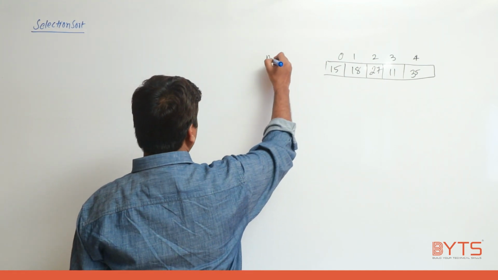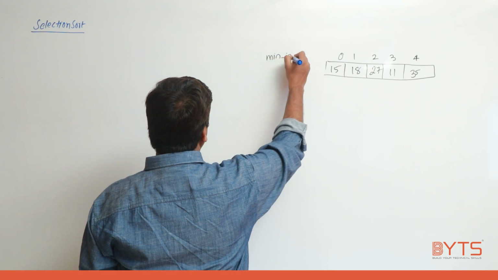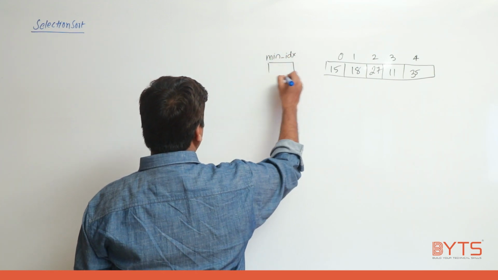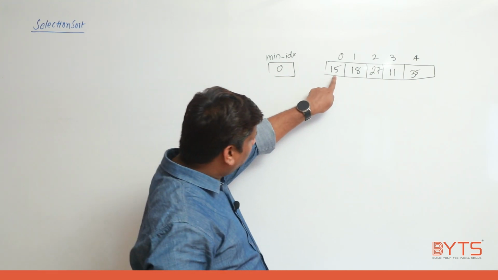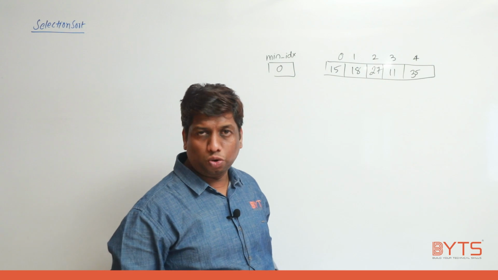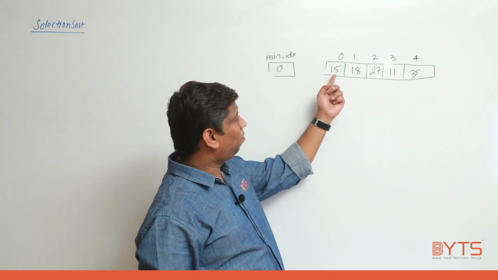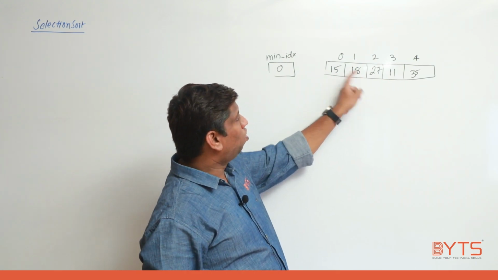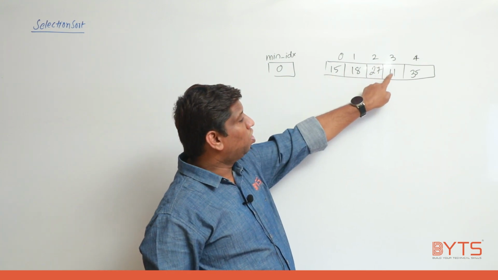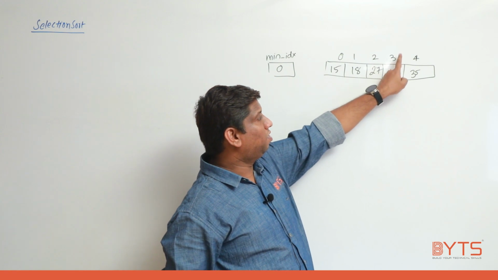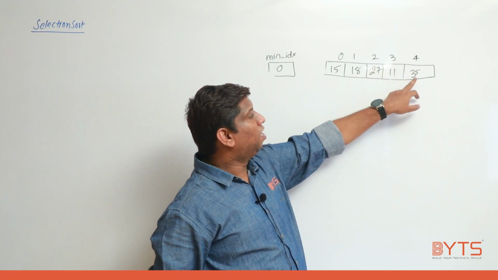So the minimum index value I am going to take as 0. Then our requirement is, is 15 really the minimum number or not? We need to know. So how can I know? I'll start comparing 15 with 18. No. 15 with 27. No. 15 with 11. Yes. So 11 is present at min index 3. Then 35.